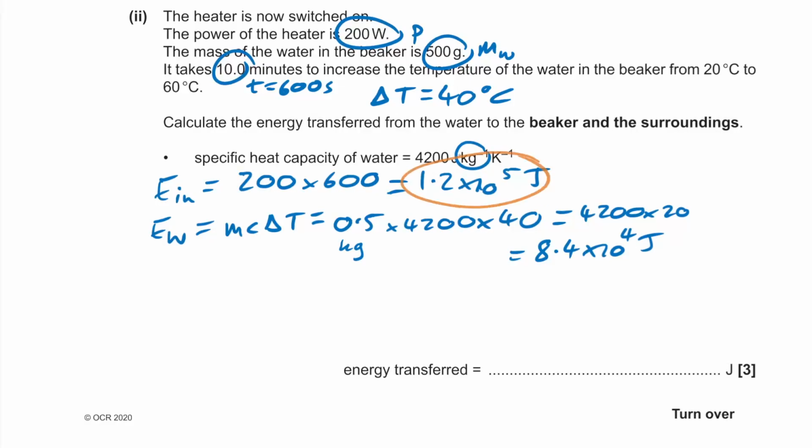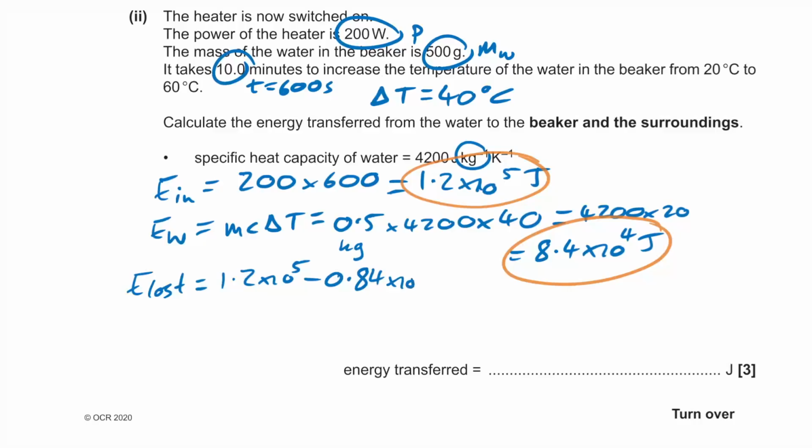Okay, so we had this much going in, but the water has only gained this much, and so therefore we can say that the energy lost is equal to 1.2 times 10 to the 5, take away, well, 0.8, let's say 0.84 actually, times 10 to the 5. And so that leaves us with 0.36 times 10 to the 5 joules, or in other words, 3.6 times 10 to the 4 joules.